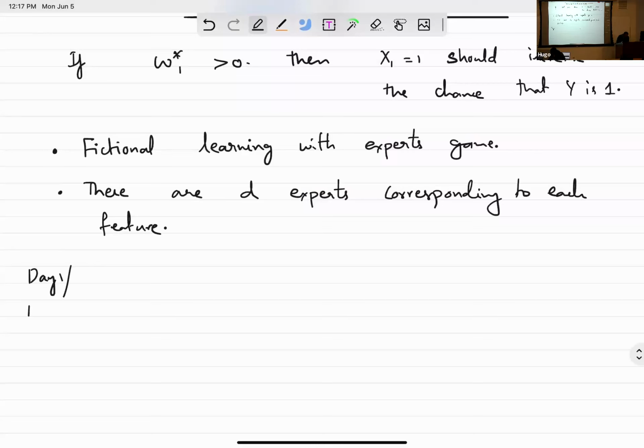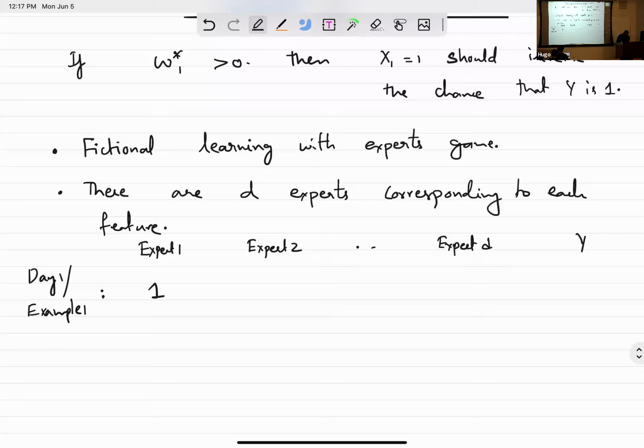so day one or example one. Right? Both are the same for us. When you see the example, we're thinking of that as the first round of the learning with experts game. Okay. So we get X1, maybe this is expert one, expert two, so on after expert D, and then we have Y, which is kind of like the truth.